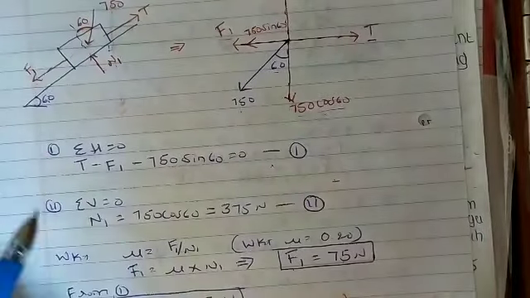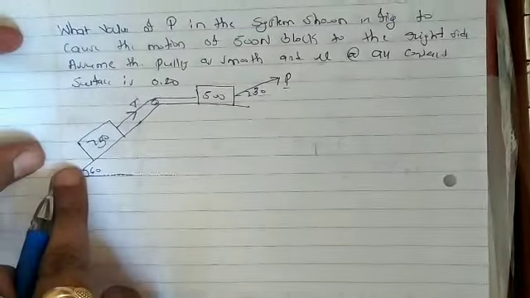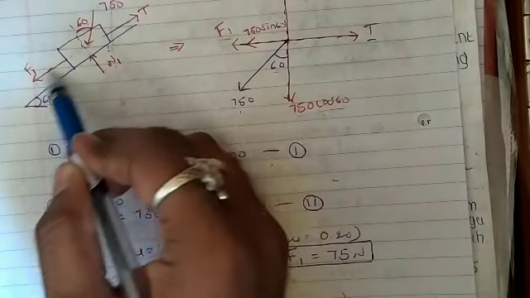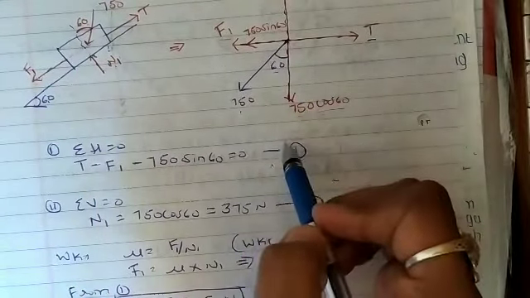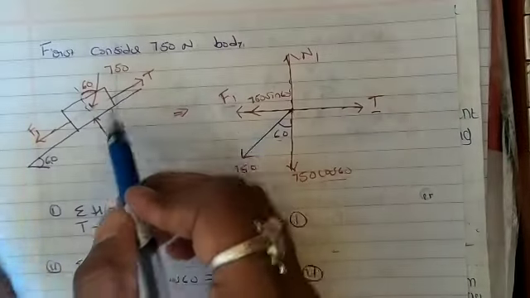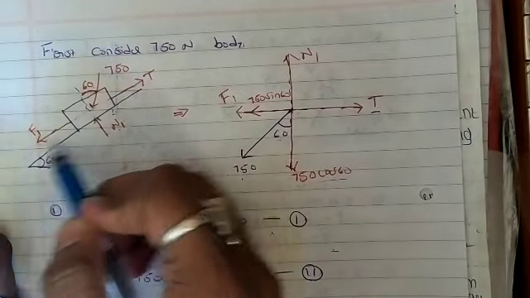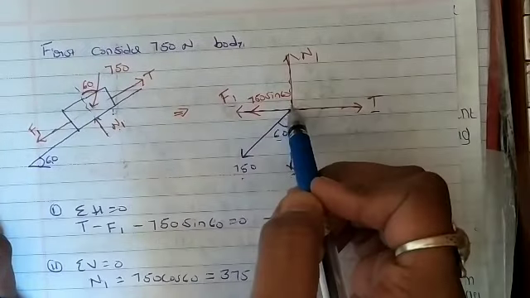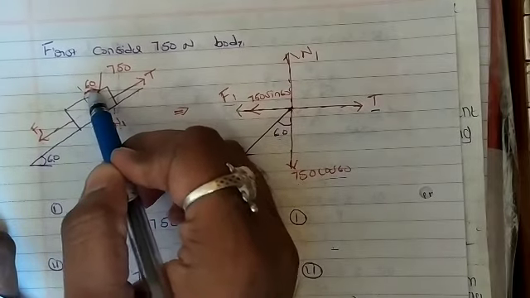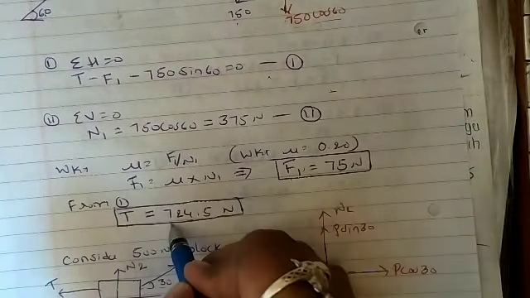Here the bodies are connected to each other, so first we considered this 750 Newton block and drew the free body diagram. This is your x-axis along the plane, this is your y-axis. Tension force exists in every flexible material, acting away from the joint. As the motion is in this direction, frictional force acts in the opposite direction. Normal reaction acts vertically upwards, and the weight acts vertically downwards, at 60 degrees with the horizontal. We solved the equations and got the values of F1 and T.